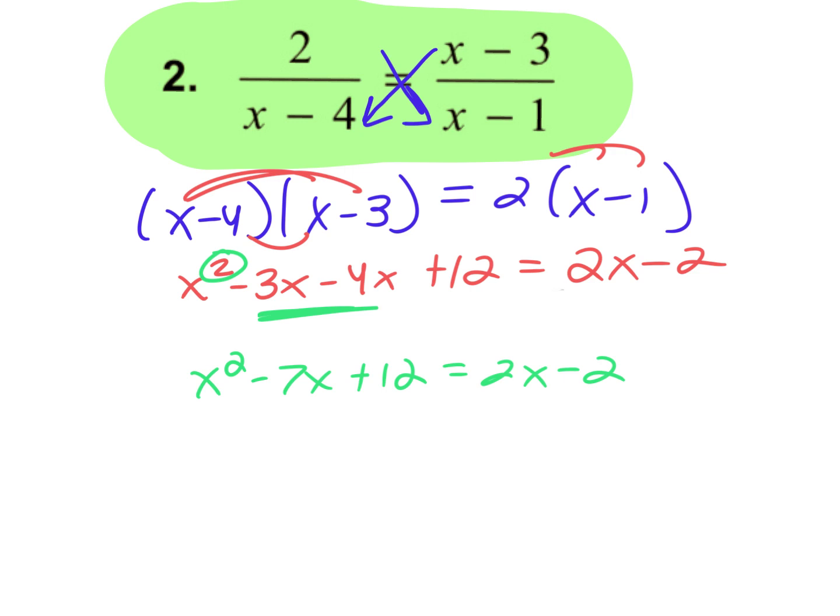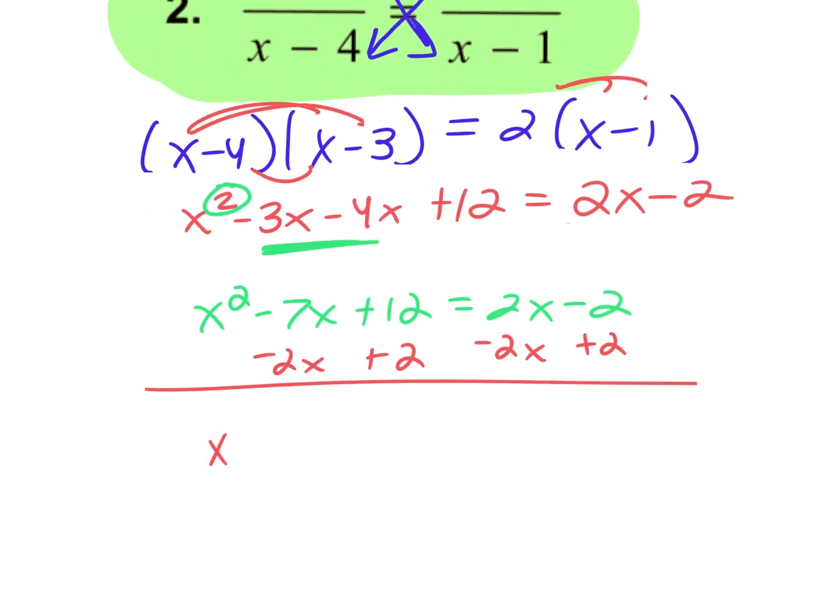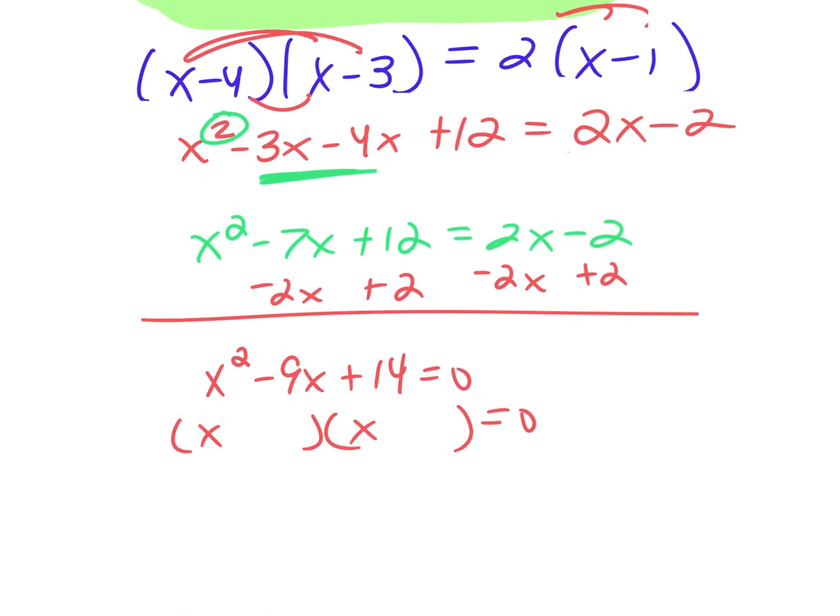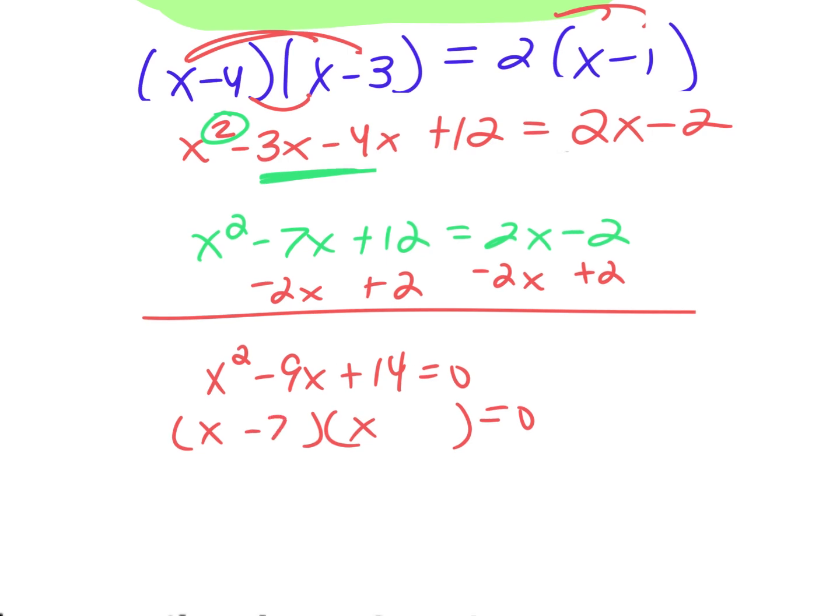So let's move the 2x and the negative 2 to the other side. What's the opposite of a positive 2x? A minus 2x. And what's the opposite of a minus 2? Plus 2. So when I do that, I get x squared minus 9x plus 14 equals 0. And now we're going to factor. What are the factors of 14 that multiply to give me 14, but add to give me a negative 9? Negative 7, negative 2. Perfect.